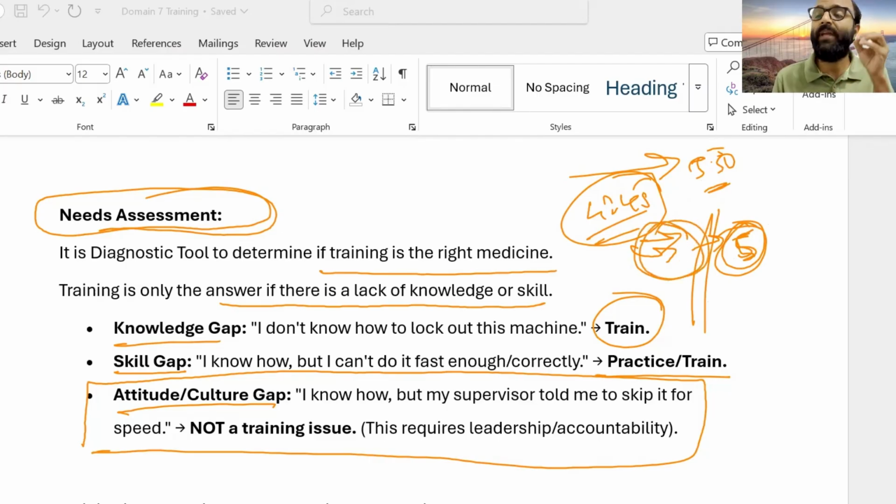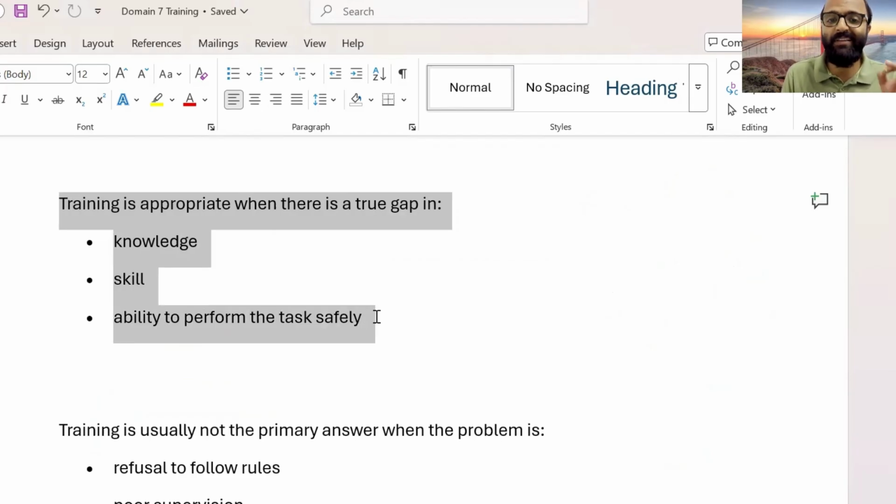Not because they don't have training. उन लोग training का problem नहीं है. उन लोग unsafe में कर रहे हैं because their motivation to get home is higher than the motivation to do it in a safe manner. That is the root cause. Okay, so that is the need assessment. Training problem नहीं है, training solution नहीं, इधर और कुछ solution आपको ढूंढना पड़ेगा. Training is appropriate when there is a true gap in knowledge, skill and ability to perform the task. That is very important.